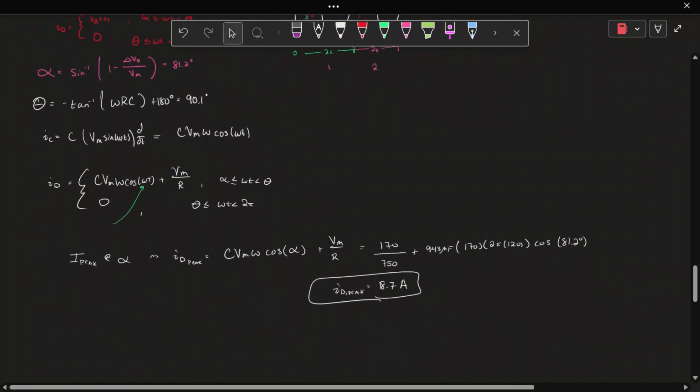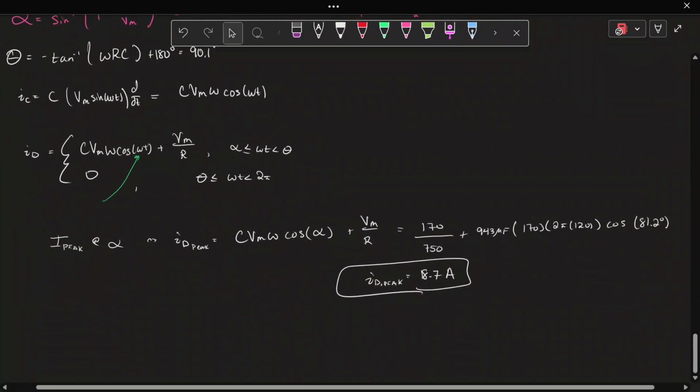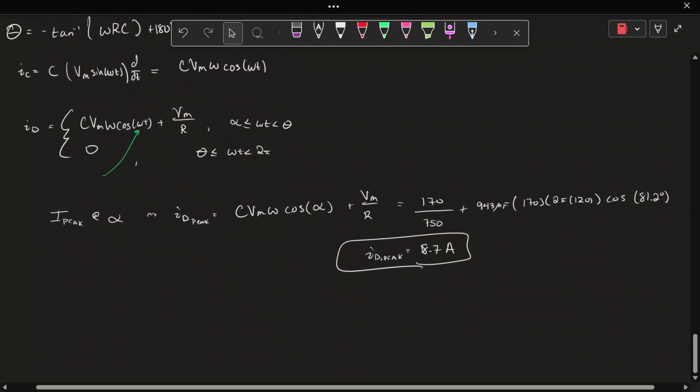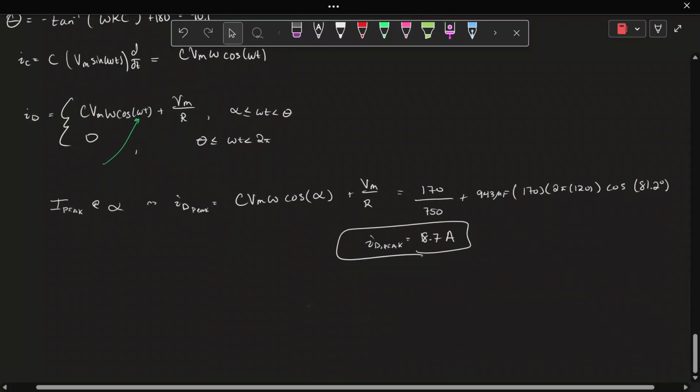So hopefully right now you're understanding why we used alpha instead of theta. We can't say cosine of 90 is anything greater than very close to 0, right? So we want to get the furthest away from 0, and alpha is the furthest away from 0, since omega t is between alpha and theta.